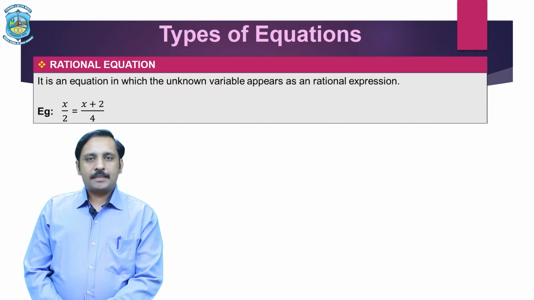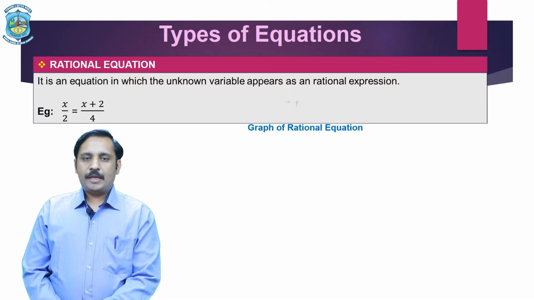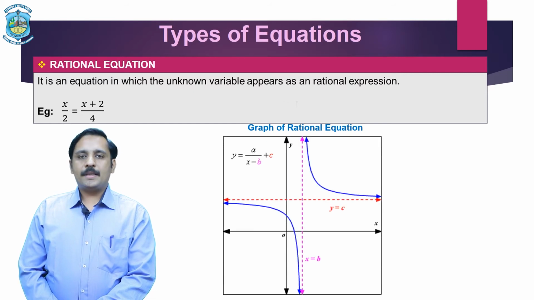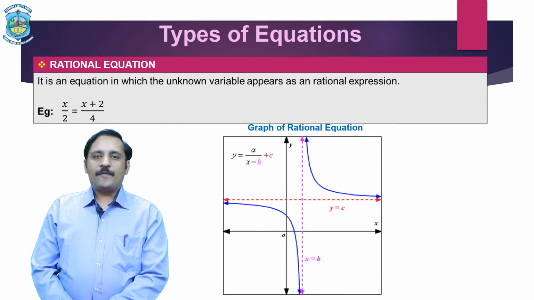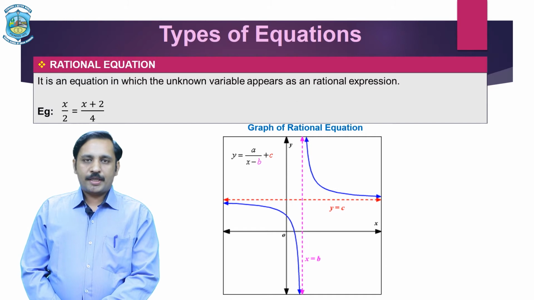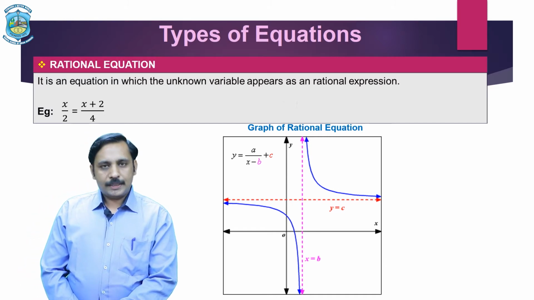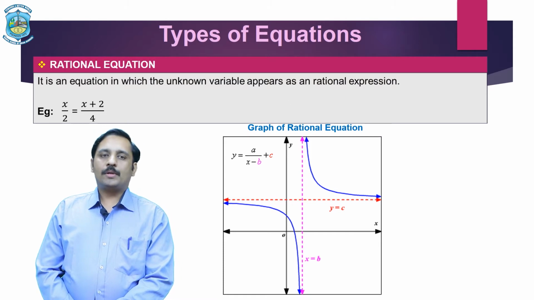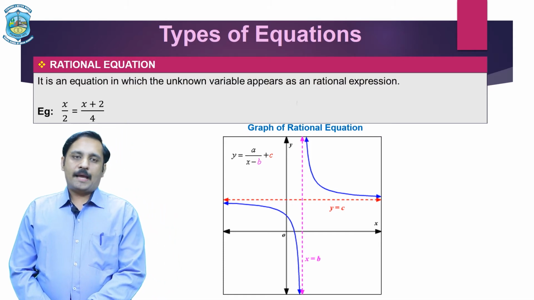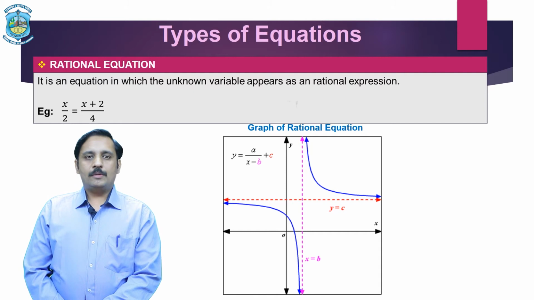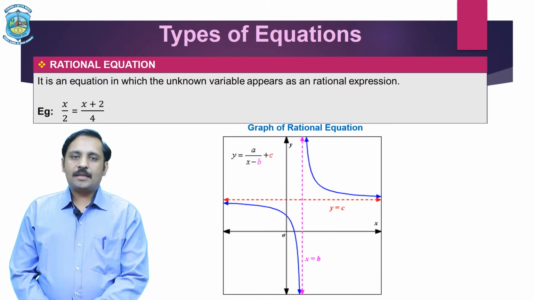The next type of equation is the rational equation. A rational equation is an equation in which the unknown variable appears as a rational expression. If you remember, a rational expression is of the form p upon q, where p and q both are integers and q is not equal to 0. For example, we have x upon 2 is equal to (x plus 2) upon 4. This type of equations are called rational equations.